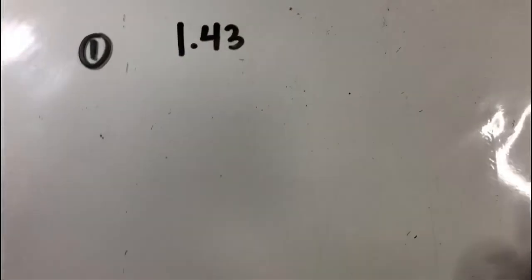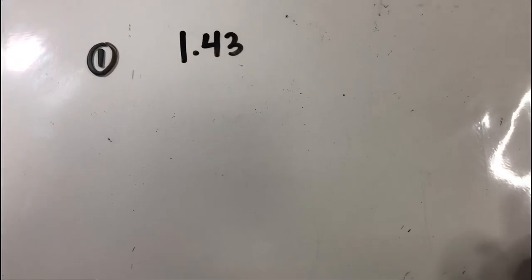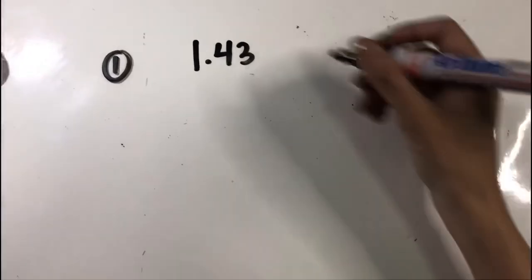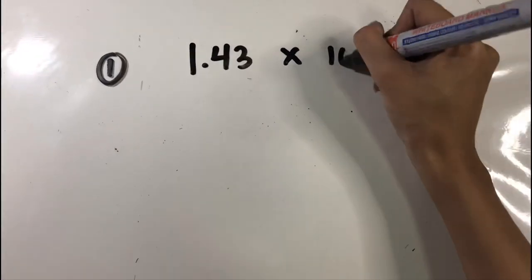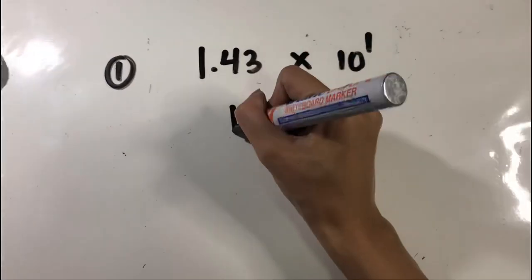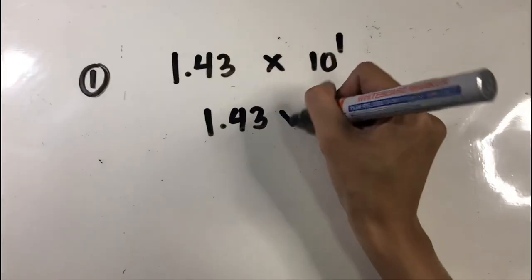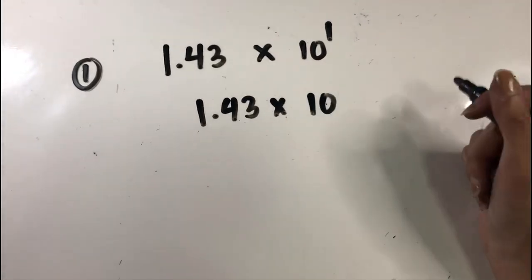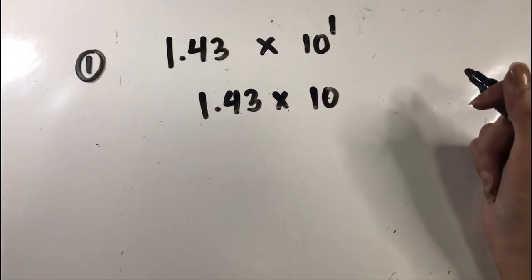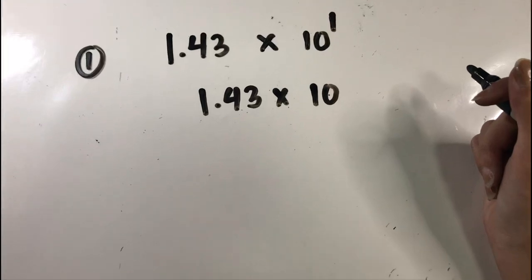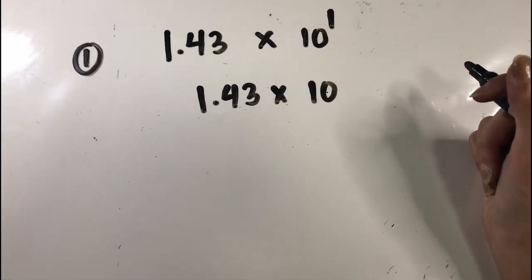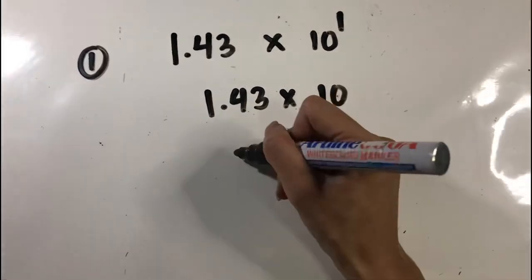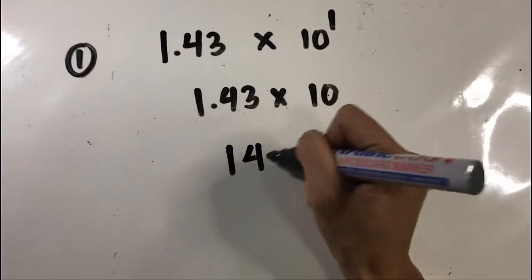Okay, let us have an example. 1.43, we would like to multiply it by powers of 10. For example, times 10 raised to 1. We all know that 10 raised to 1 is equivalent to 10. So, when we are multiplying a number by 10, we have to move the decimal point one place to the right. So, it will become 14.3.